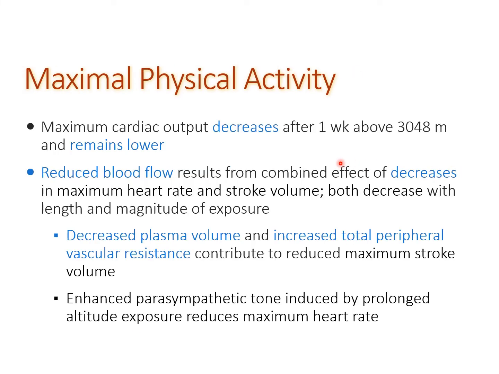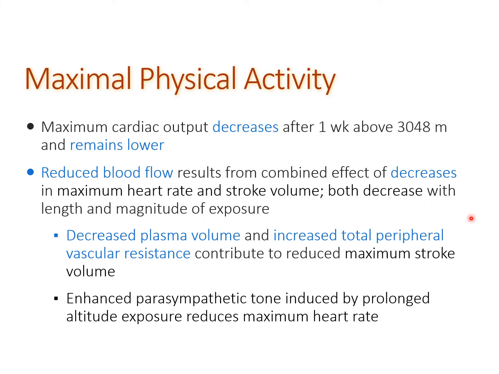Next is maximal physical activity. So when you're going full out, the maximal cardiac output decreases after 1 week above this 3,048 meter level and remains lower. So again, the cardiac output compared to sea level will be lower at altitude. Reduced blood flow results from the combined effect of decreases in maximum heart rate and stroke volume, and both decrease with the length and magnitude of exposure.